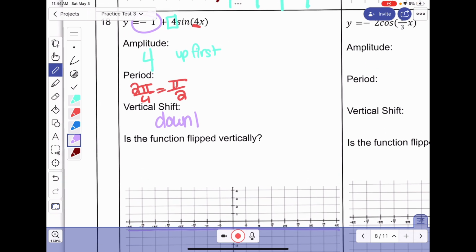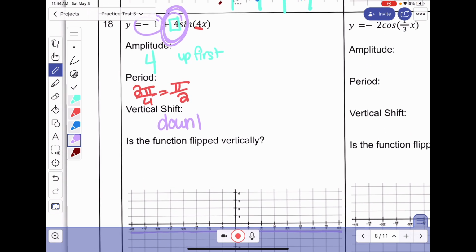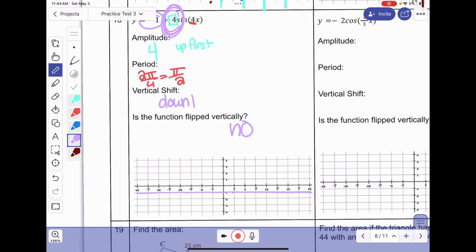And then is the function flipped vertically? That's really just asking, is that negative? So no, we're still going to go up first. No phase shift, so sine starts at the x-axis. And we have to do the whole thing by pi. That's a whole lot to get in one little section. So I'm just going to change this to say this is pi, so this is pi over 2. I'm just changing the scale to make my life easier so that I don't have to graph an entire sine function in one little thing.